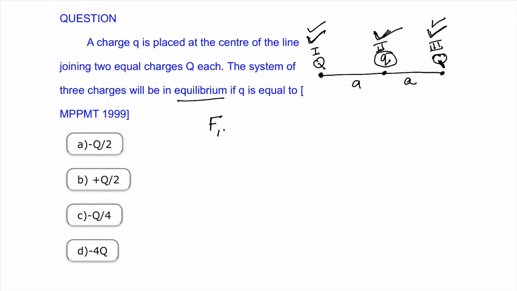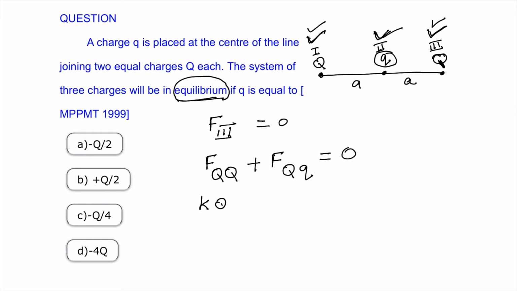Force on the third charge. As per the question, it is in equilibrium. So the total force on any charge must be 0, right? Now the force on the third charge due to the first charge, that is also Q, plus the force on the third charge due to the second charge, is 0, right? Now what is FQQ? That is K Q into Q, that is Q square, by 2a whole square, plus K Qq by a square is equal to 0, right?